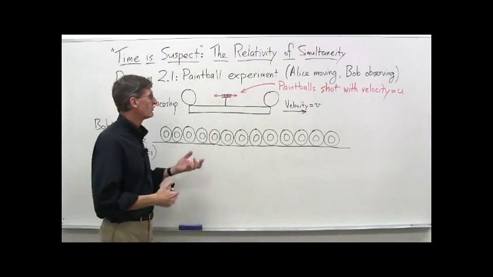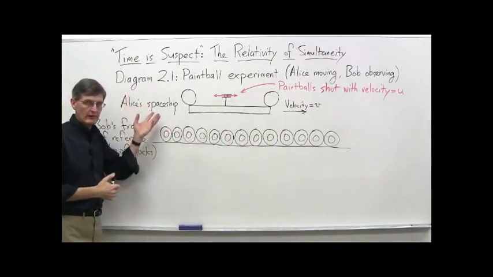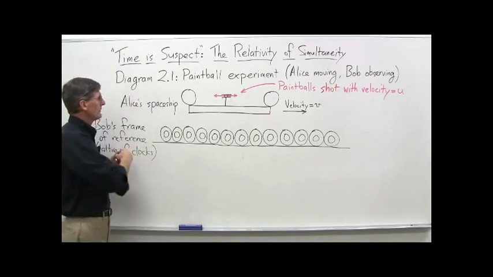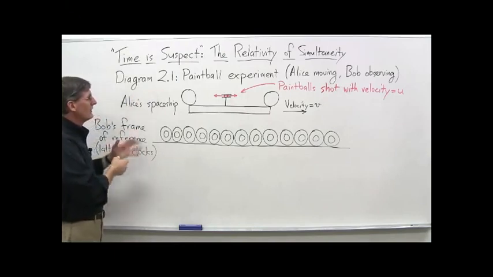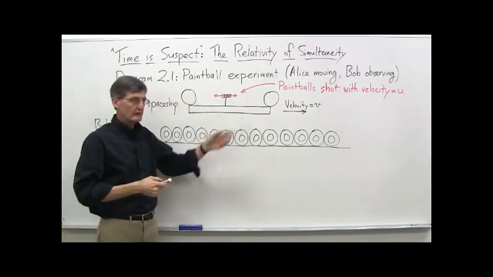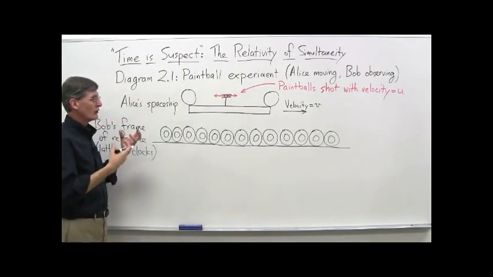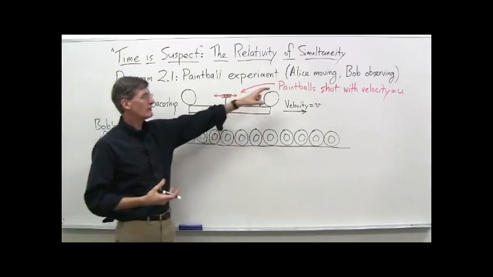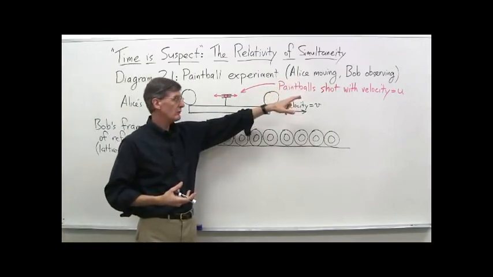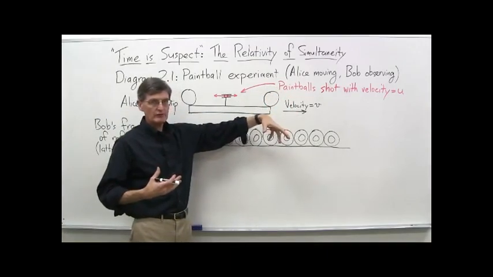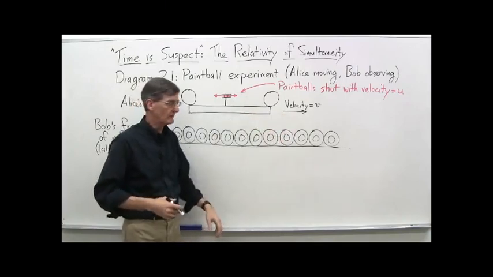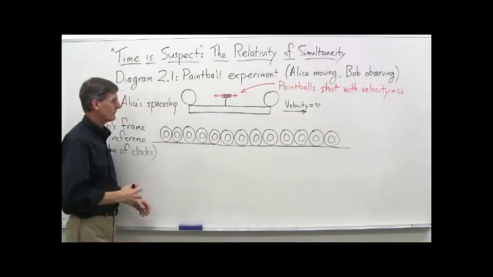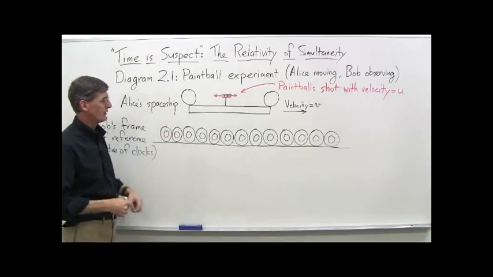Now let's move on to our second major diagram. This is actually the first part of it, diagram 2.1, under the topic of the relativity of simultaneity. This time we're going to do a paintball experiment, and we're going to have Alice moving and Bob observing. Alice is going to be in her spaceship this time. In previous examples we've often had Bob moving, so it's time to get Alice involved so she can move this time in her spaceship.